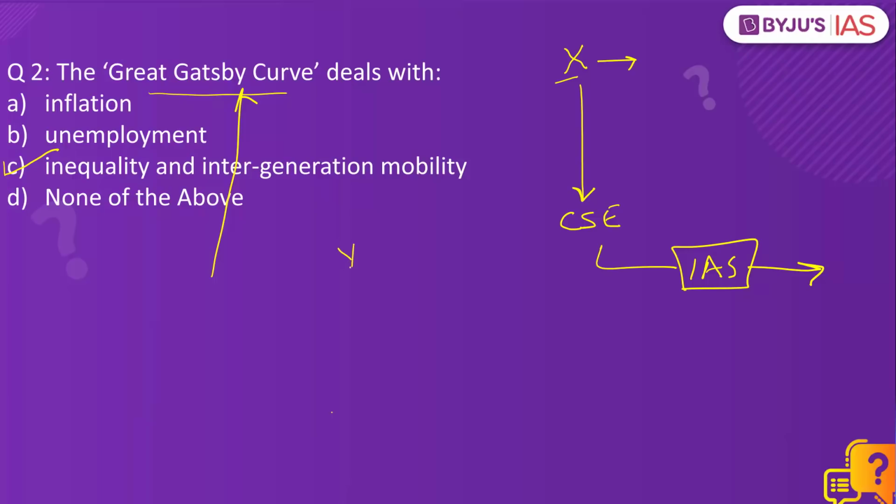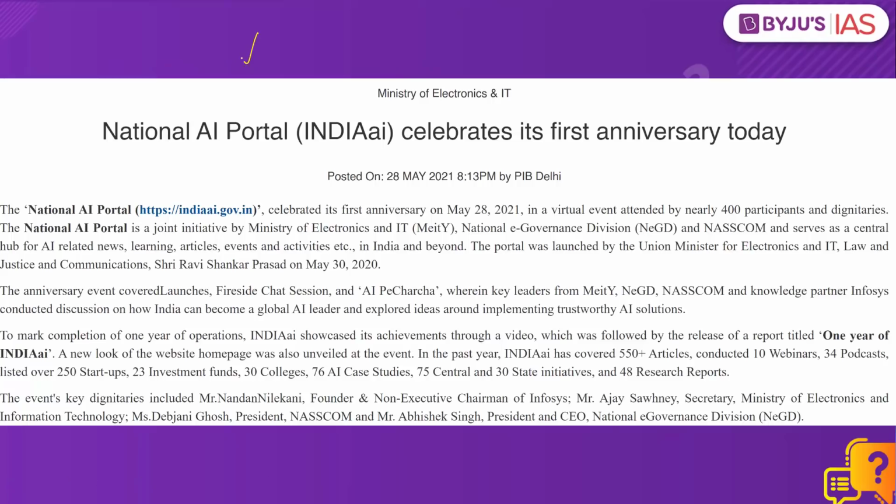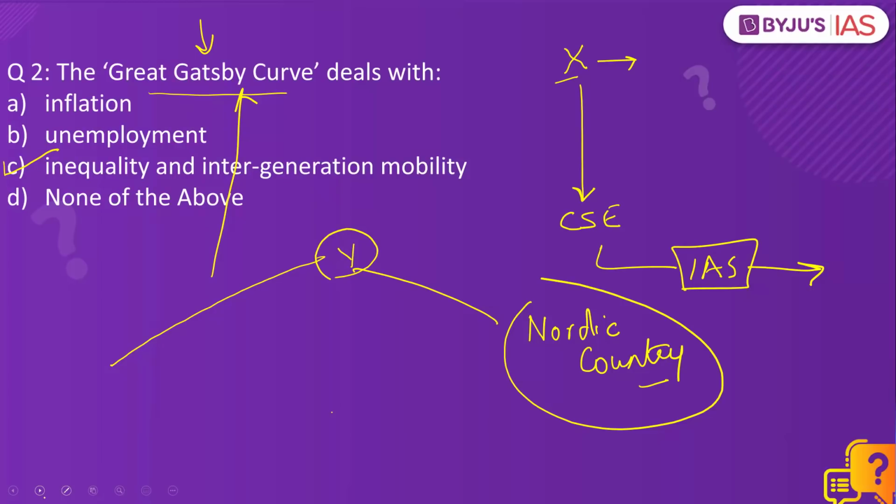For example, if this child belongs to a Nordic country, for example, Denmark, Norway, Sweden, Finland, Iceland, this child has a higher chance of achieving higher economic status as an adult because in these countries there is no grave income inequality. But if this child belongs to, let's say, Latin American economies, the condition is worse because there is a lot of income inequality, which means Nordic countries do the best on this curve. The Latin American economies are the worst on this curve. So this Great Gatsby curve basically deals with inequality and intergeneration mobility.